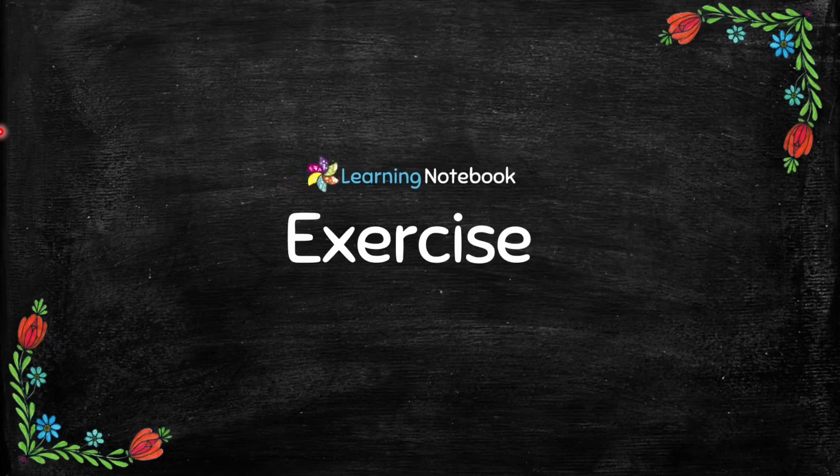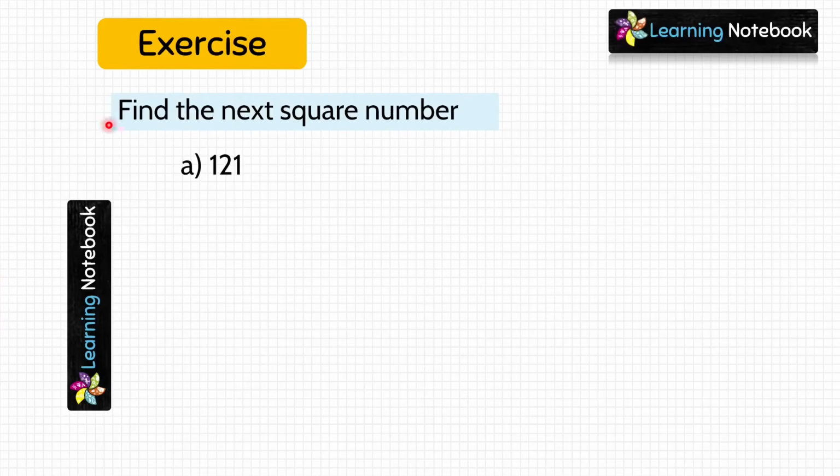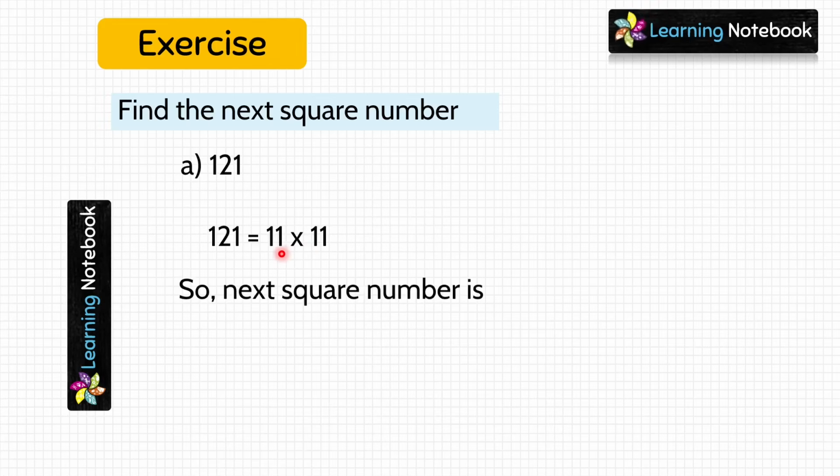Now let's do some questions. Question is, find the next square number after 121. So here students, we have to find the next square number after 121. And we know 121 is the square of 11. That is 121 equals 11 into 11. So next square number will be 12 into 12, which is equal to 144.